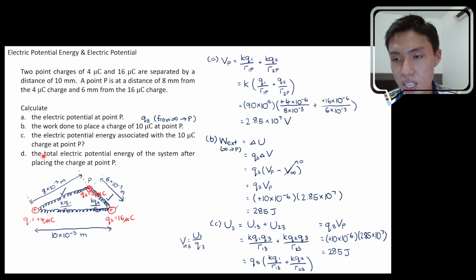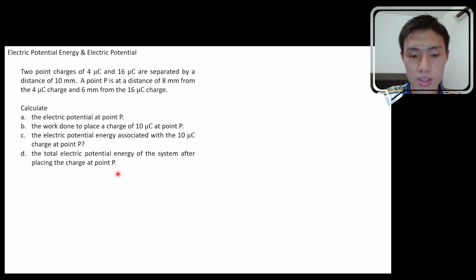Okay, so question D, the total electric potential energy of the system. Now they ask for the whole system after we place the charge at point P. So now we have Q1, Q2, Q3, these three charges over here, and we want to find the total potential energy of the system. Let me simplify the diagram. There are too many springs inside here.